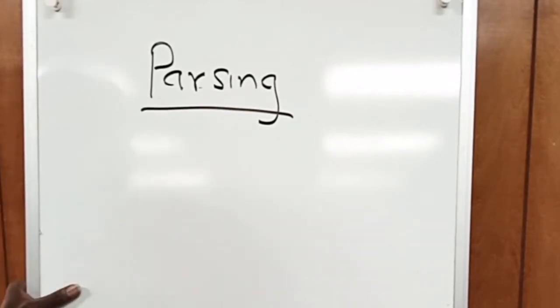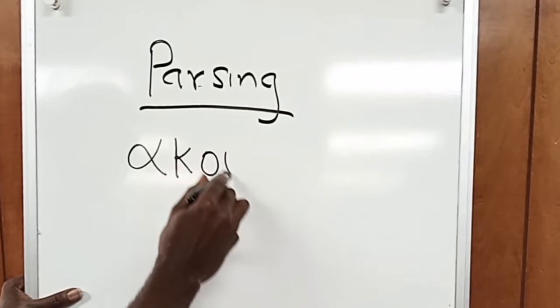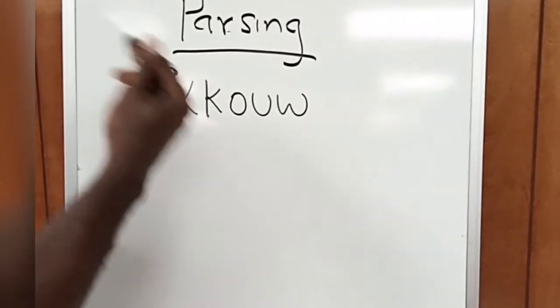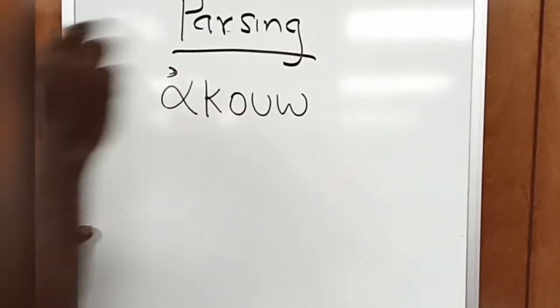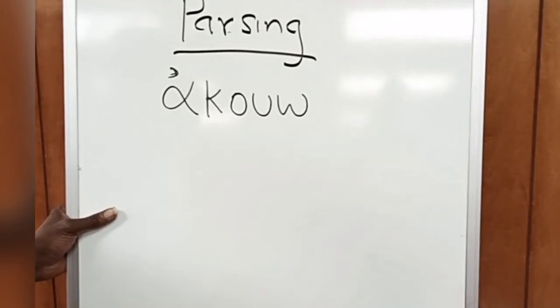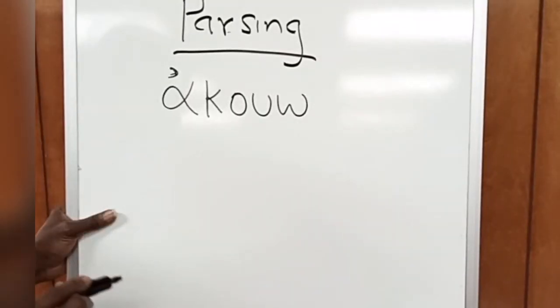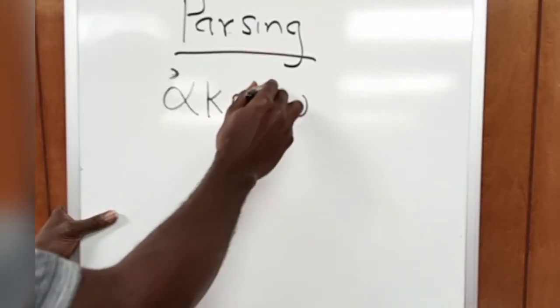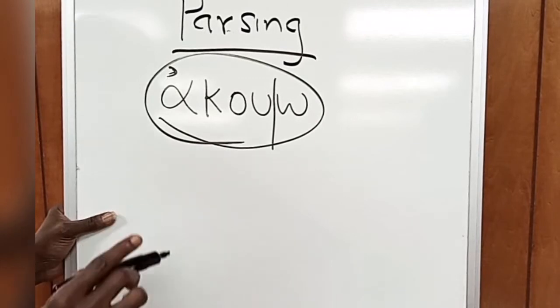Secondly, parsing is also used to carefully analyze a word by pointing out its unique features. For instance, in parsing a word like akao, you are expected to tell the number, and you are expected to tell the person that is involved. You will agree with me, if you are acquainted with the Koine Greek, that akao is present active indicative, is a verb, and with reference to the number here, it is first person singular. So that is how analyzing a particular word works.